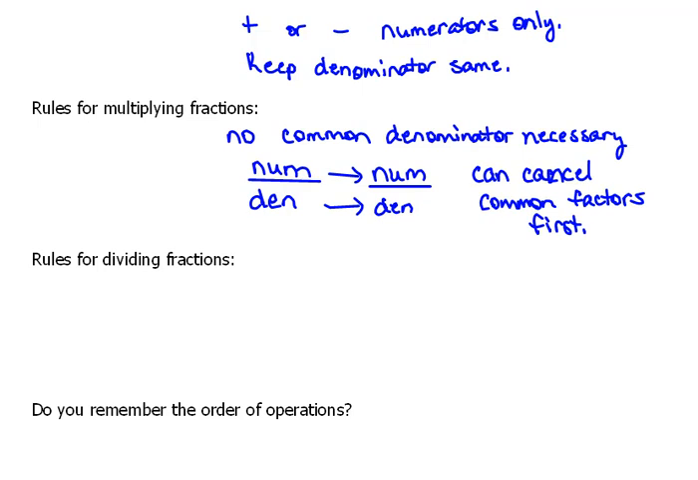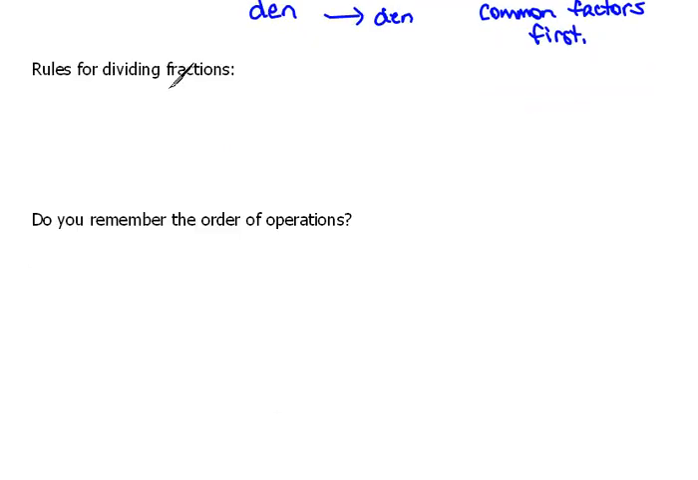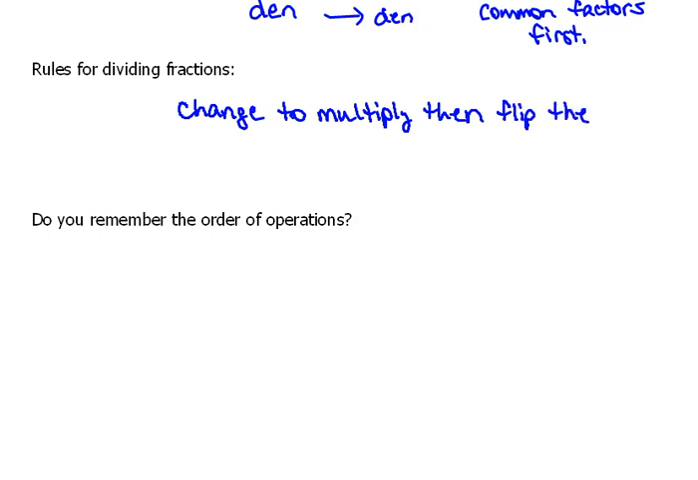Okay. Now, your rule for dividing fractions. If you'll remember, we never ever divide fractions. Instead, we change to multiply, then flip the second fraction. Then it becomes a multiplication problem, and we just multiply straight across the numerators and the denominators.